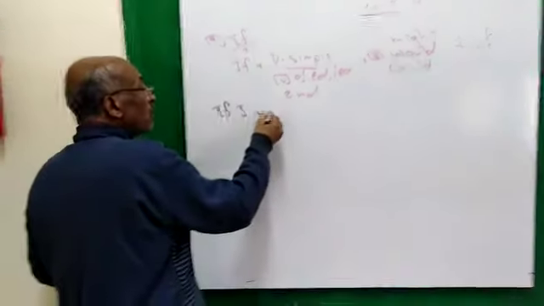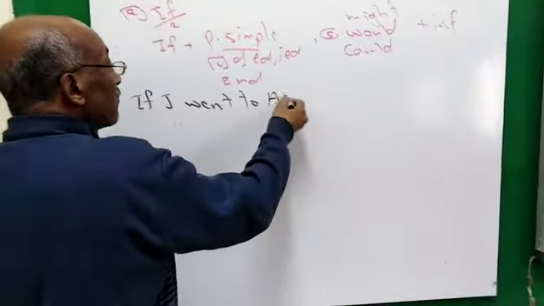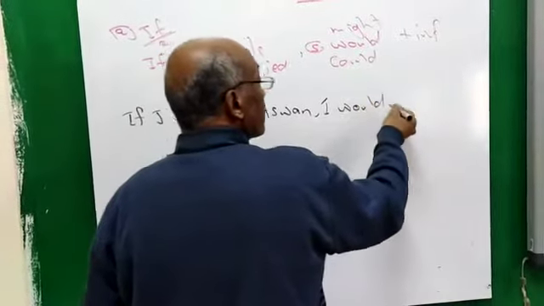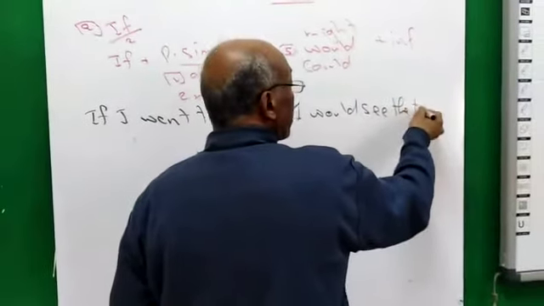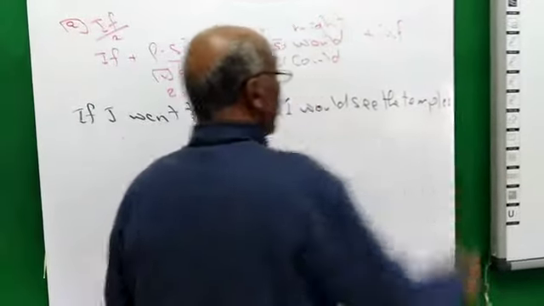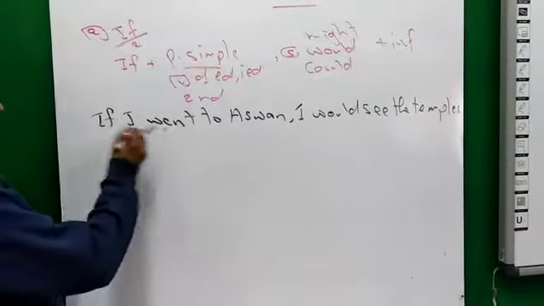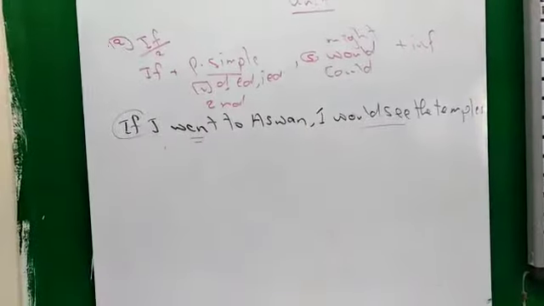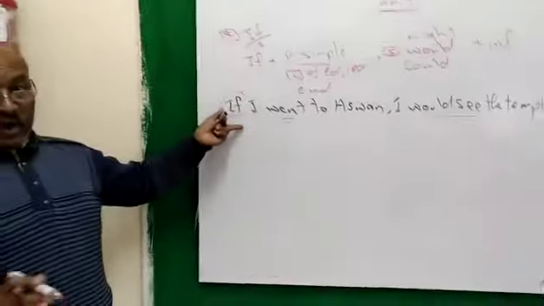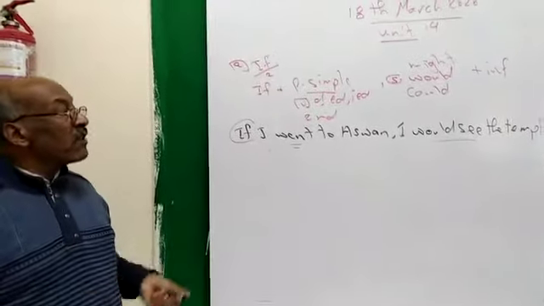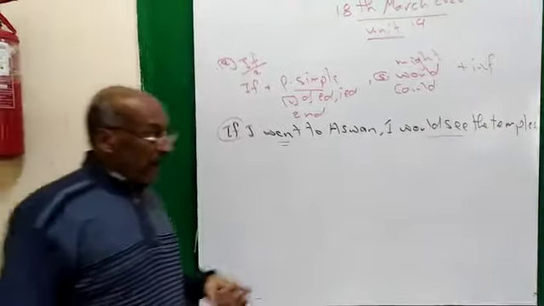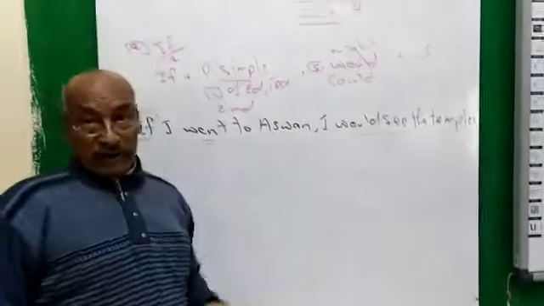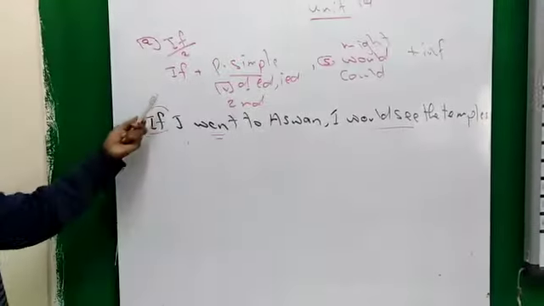If I went to Aswan, I would see the temples. If I went to Aswan, I would see the temples. If past simple, would plus infinitive. I am not in Aswan now. So it's used to indicate something impossible now. But maybe one day, and I wish, one day we could go to Aswan in the future.